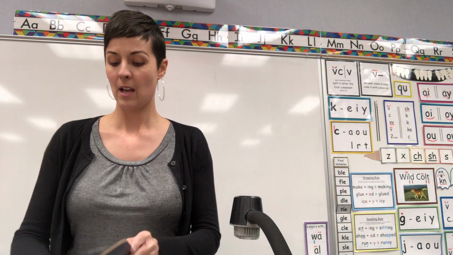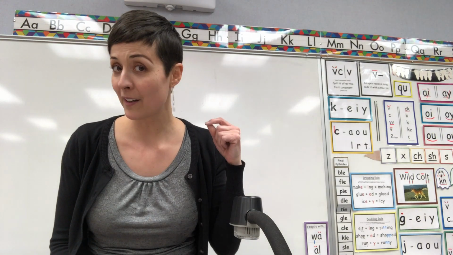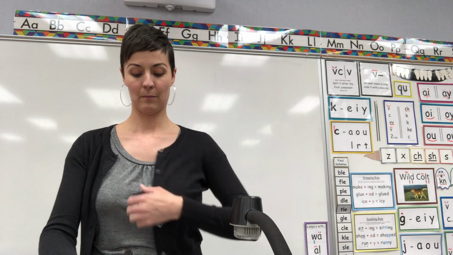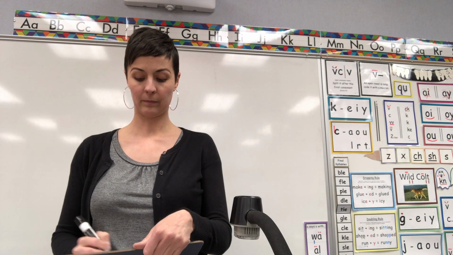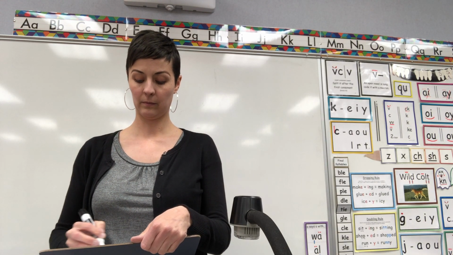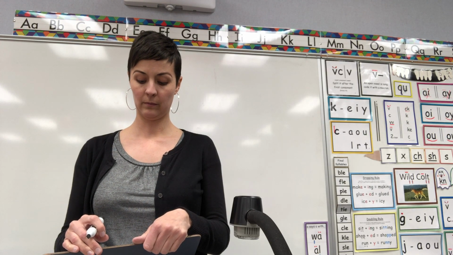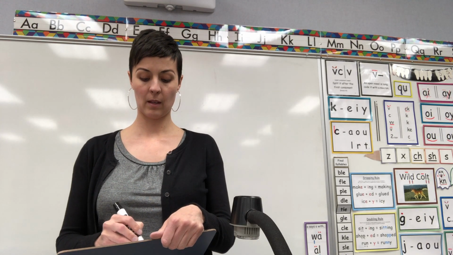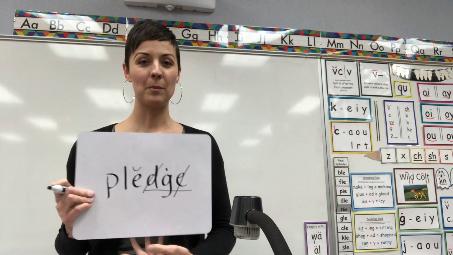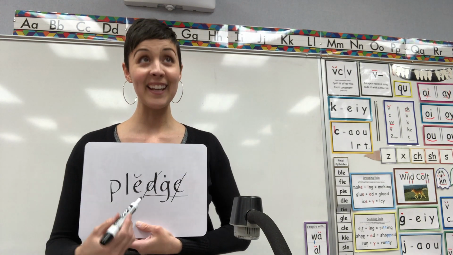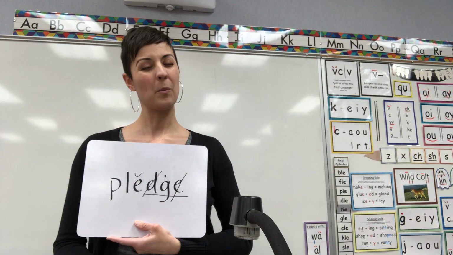Next word, and I'm not going to give you any clues here either. Spell for me the word pledge. What word? Pledge. Okay, do you have it coded? Let's check it. Pledge should be spelled P-L-E-D-G-E, D-G-E after short vowel E. And then I hope you remember to code it.